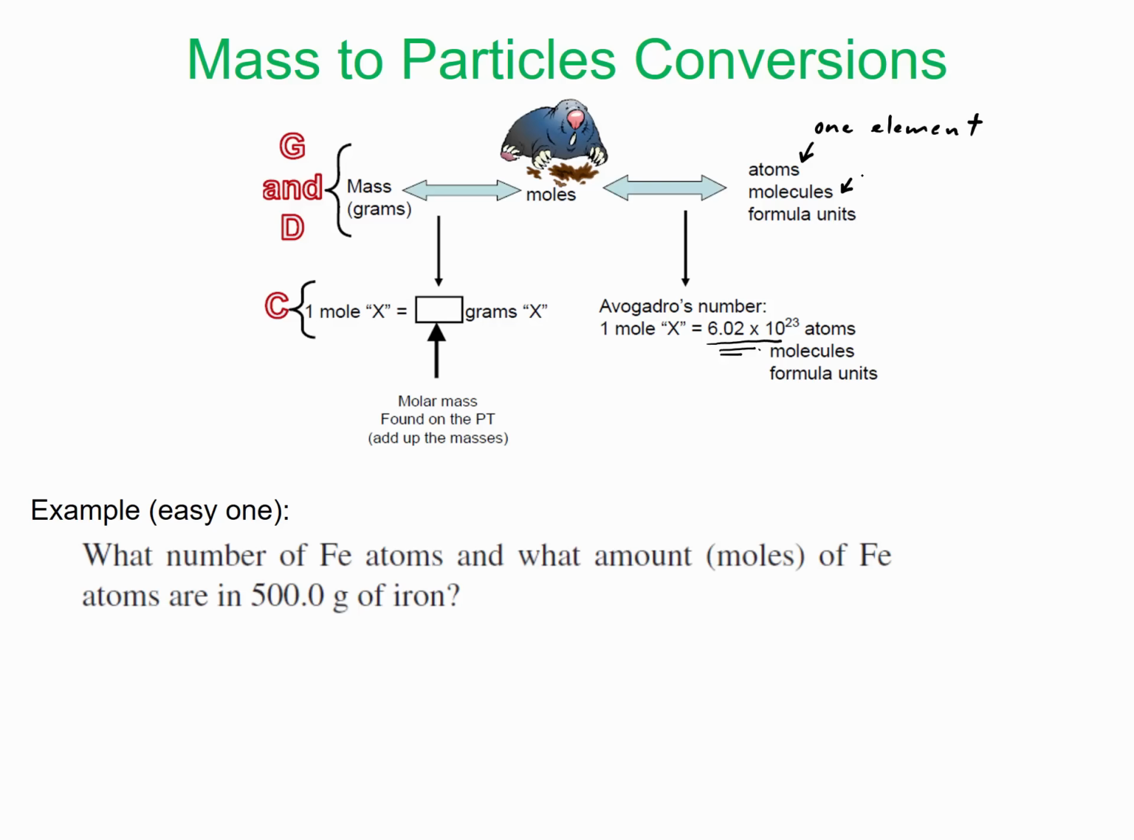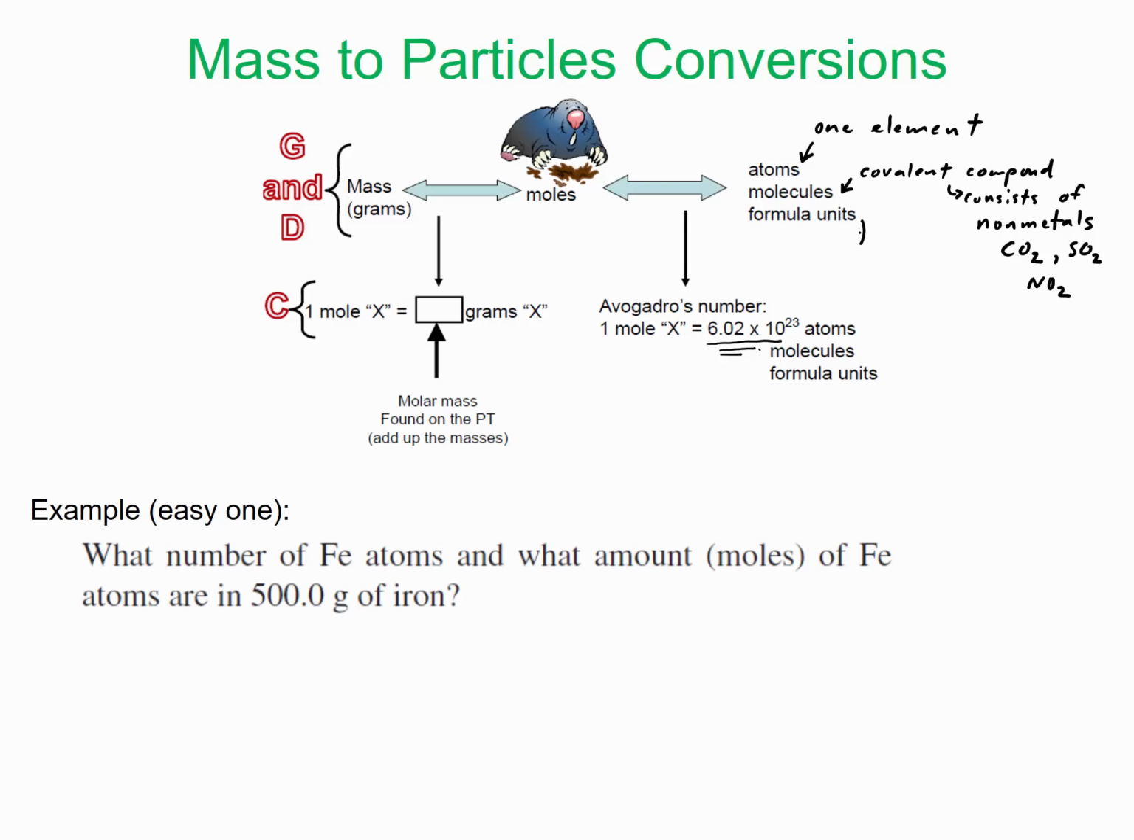A molecule is technically a covalent compound, and a covalent compound consists of nonmetals, so organic compounds such as CO2 or various gases made from the nonmetals. I'm just listing some small ones, like SO2 or NO2, stuff like that.